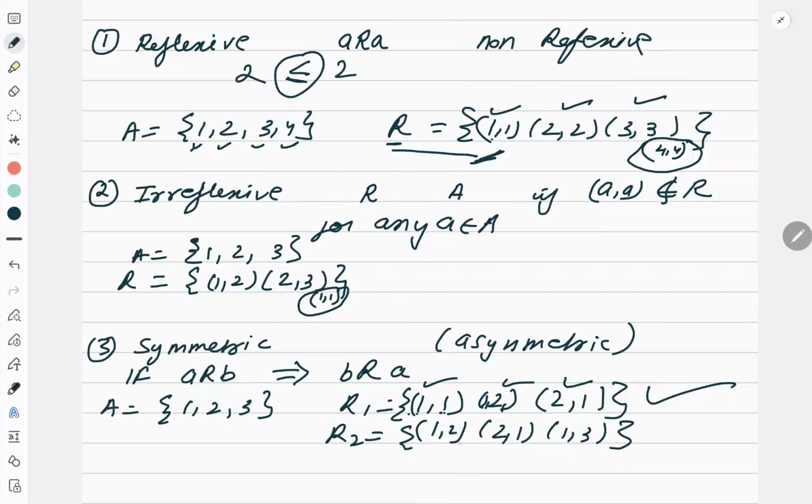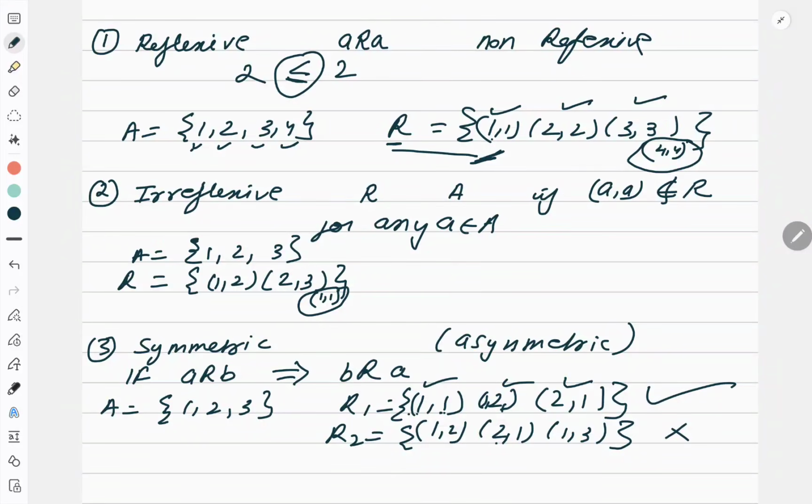Now look at R2. 1 comma 2 is there, so 2 comma 1 should be there, yes it is there. 2 comma 1 is there, so 1 comma 2 should be there, yes it is there. Now 1 comma 3 is there, so 3 comma 1 should be there, but it is not there, so this is an asymmetric relation. It is not symmetric. So this is how you will be checking the symmetric relation.